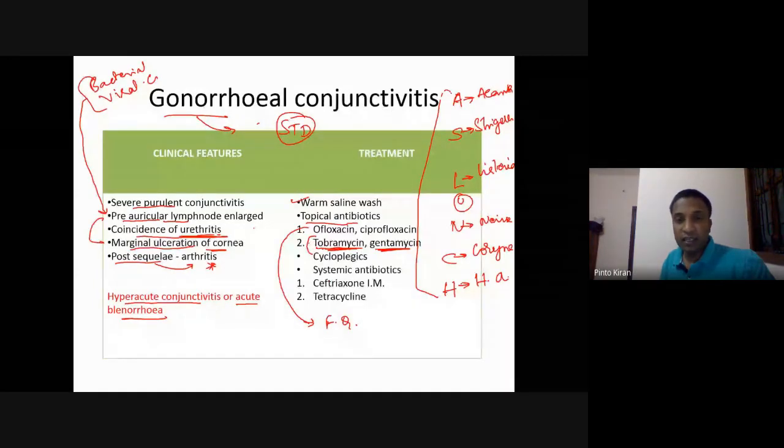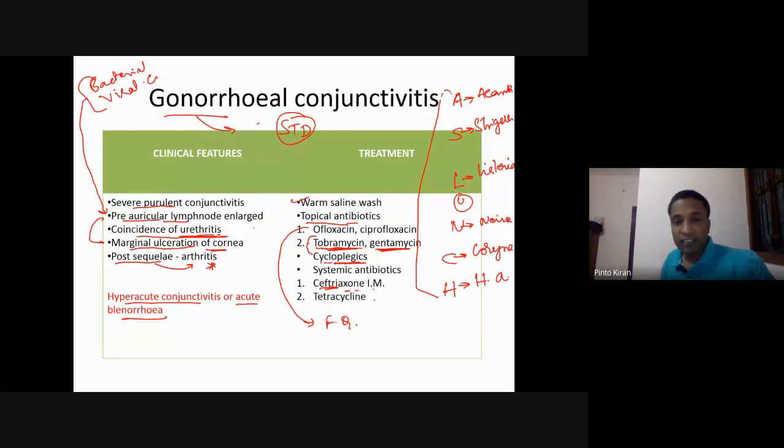Then whenever there is iridocyclitis, you start the patient on cycloplegics. Whenever a patient has arthritis or urethritis or a genital organ infection, you need to start the patient on ceftriaxone. That is the drug of choice. You should remember. And whenever a patient is allergic to penicillin, then the drug of choice is tetracycline. The drug of choice in all cases is ceftriaxone. When a patient is allergic to penicillin, you give tetracycline.